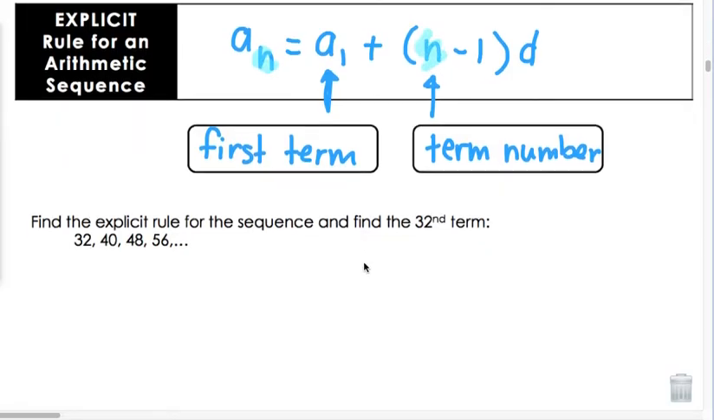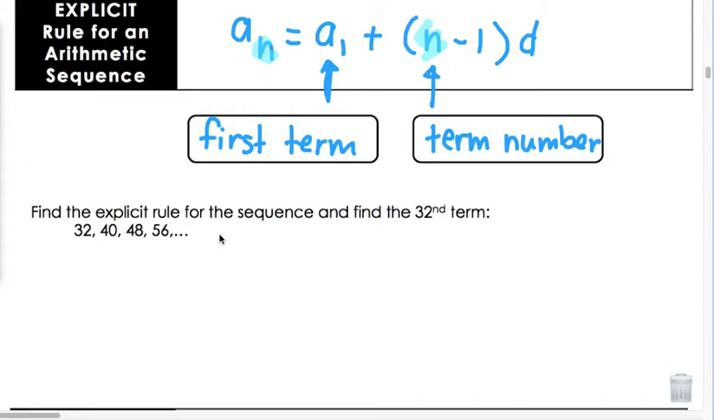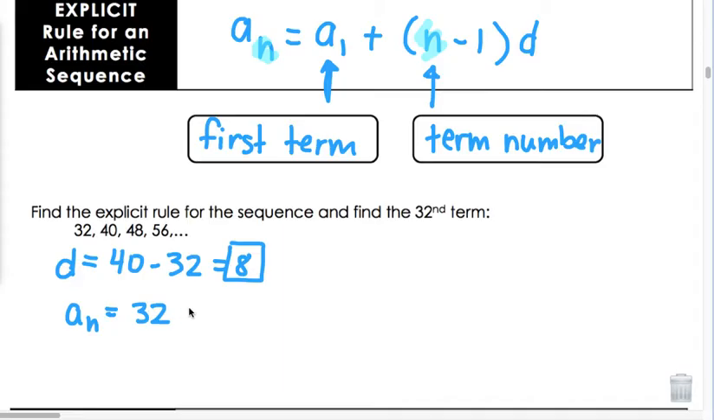Okay? So find the explicit rule for the sequence and find the 32nd term. So first I need to find the difference. Okay, I have my sequence here, an arithmetic sequence, and I need to find the difference. So I'll just take 40 minus 32, and that gives me 8. So now I know that the common difference is 8. I can write my rule, a sub n equals 32 plus n minus 1, right? Our n is unknown, times my common difference.